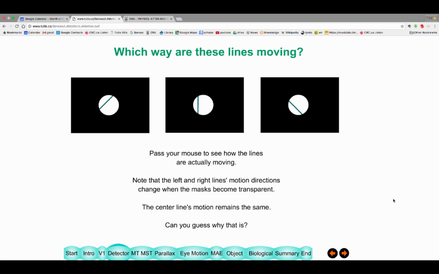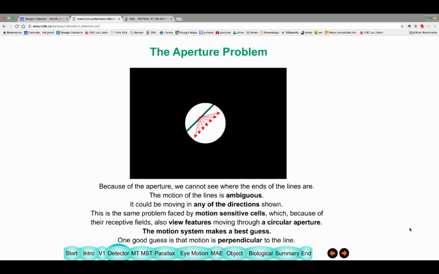So the brain is doing something on these lines, assuming something about these lines. And what the brain is doing is assuming that the line is traveling perpendicular to the line. So if it doesn't see the ends of the line, it assumes that this is the way it's going. Okay. So it's making a best guess.